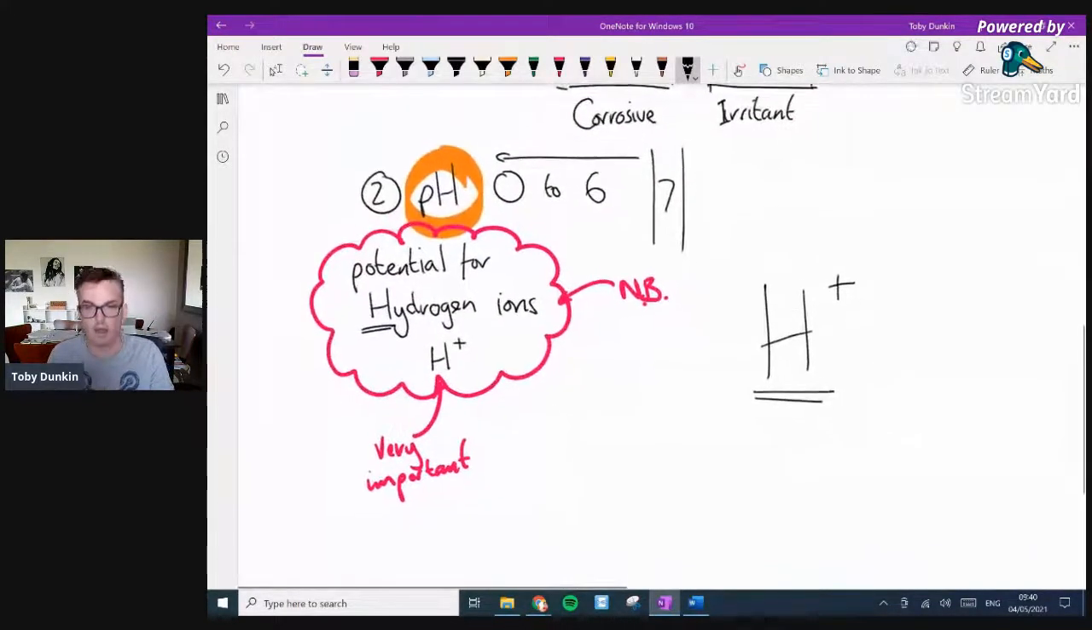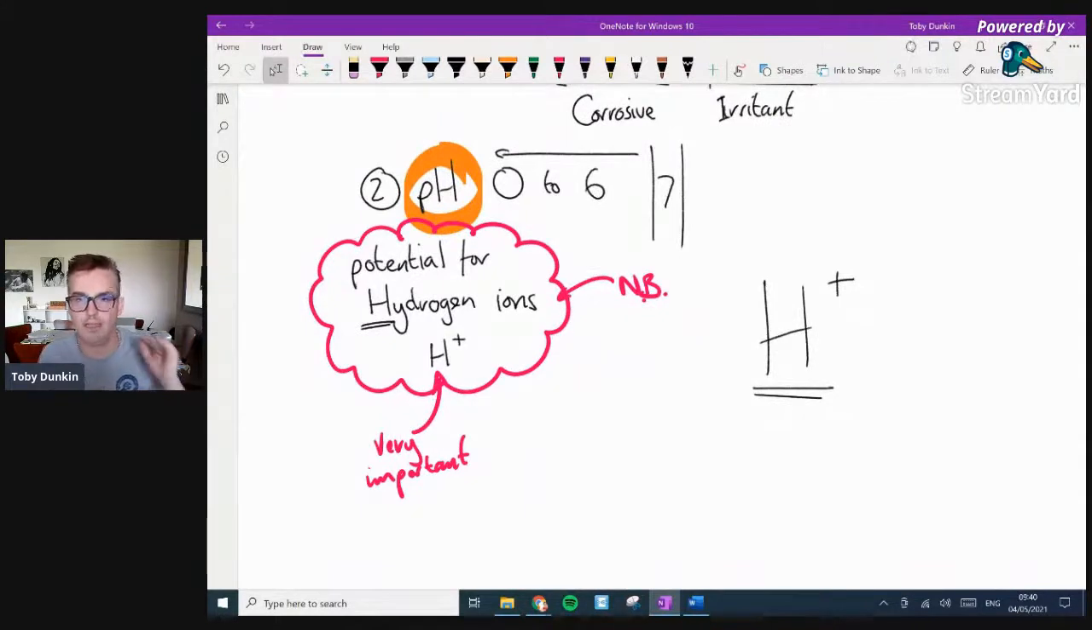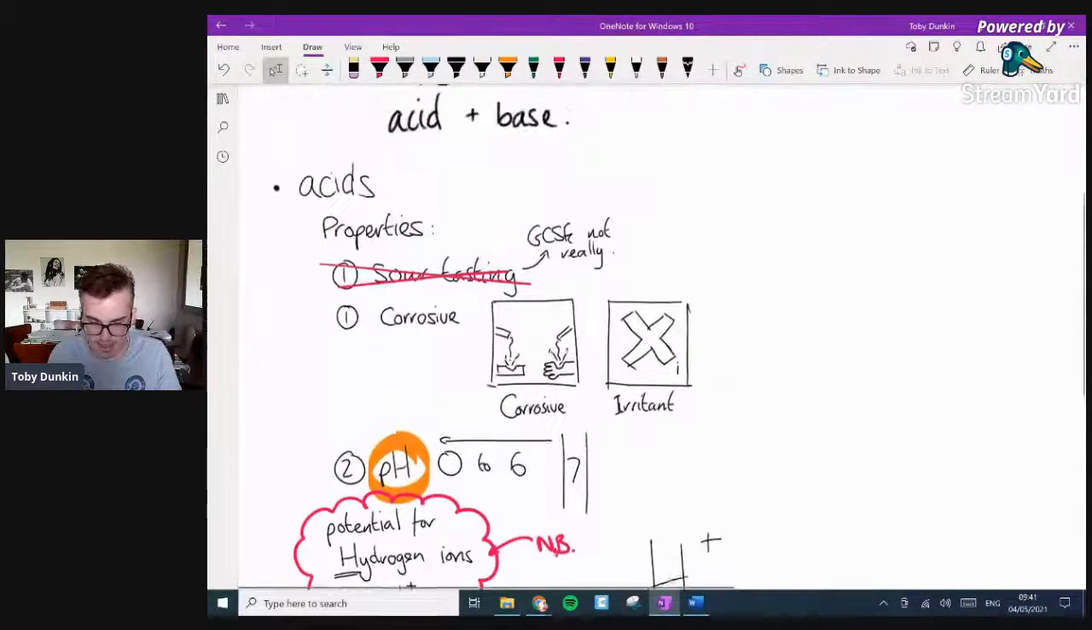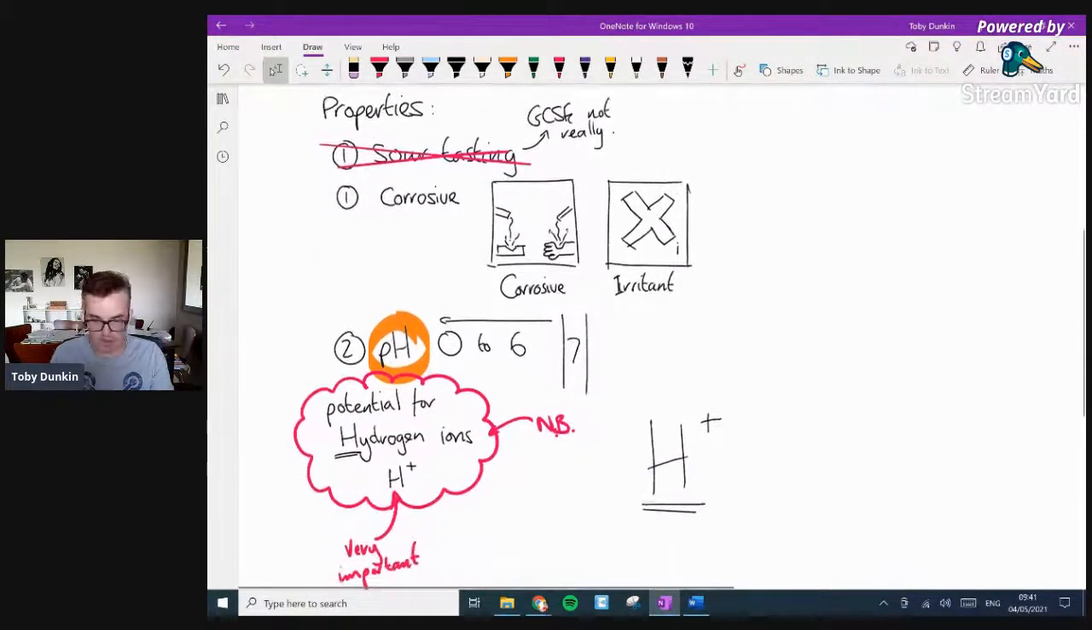I like it. It's nice that Julius has now given me a nice equation, which is great. He's given me the first of the rules, which is lovely. So does anyone have any other properties of acids apart from being corrosive, having a pH, and sour tasting?